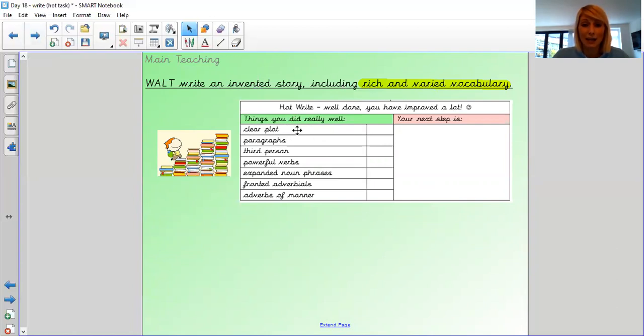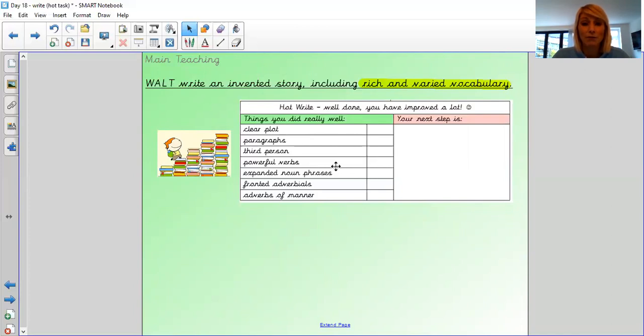So we need to see a clear plot in your story. So use your planning sheet for that because that will really help you with your plot. Your paragraphs, again, your planning sheet will help because you've got 5 sections there, so you should have at least 5 paragraphs. We would like third person, so you're going to be using a character's name and using he or she to talk about your character.